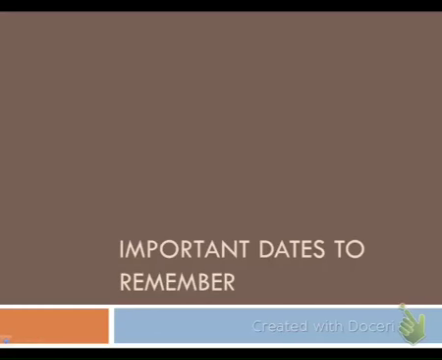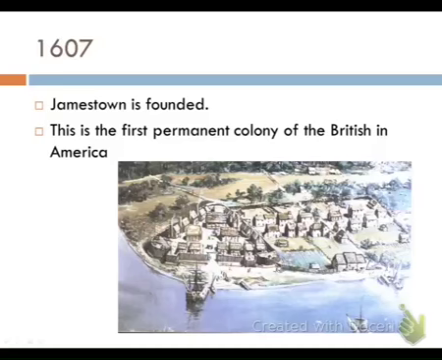This is the important dates to remember for the STAAR test of 2013. 1607, this is the year that Jamestown is founded. This is the first permanent colony of the British in America. It was successful due to the leadership of John Smith, who helped the colonists come up with many crops, including tobacco.